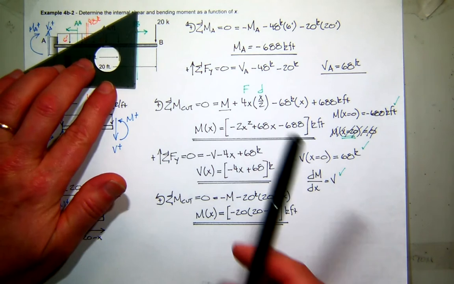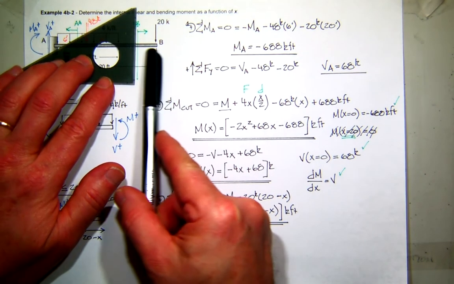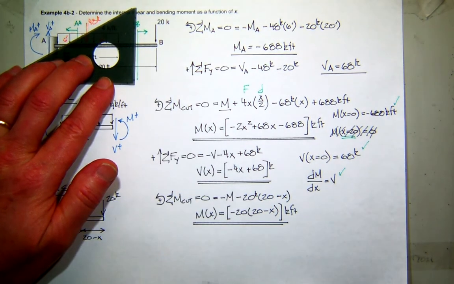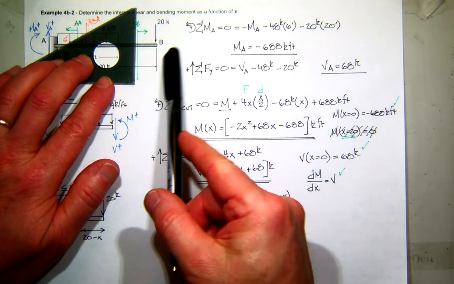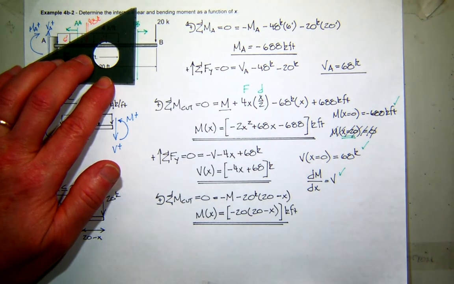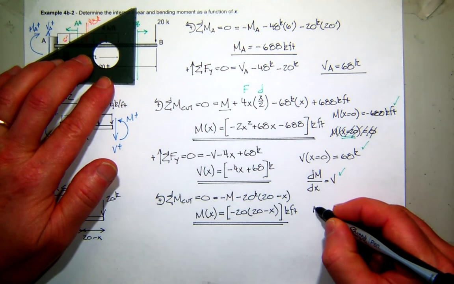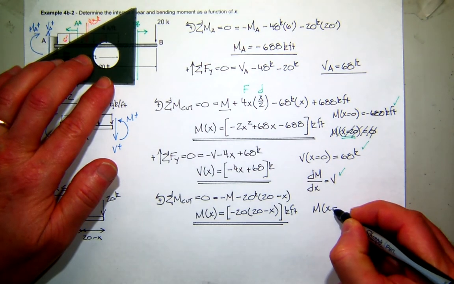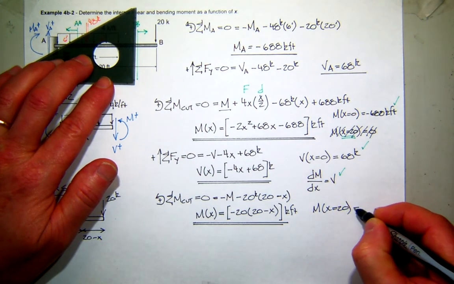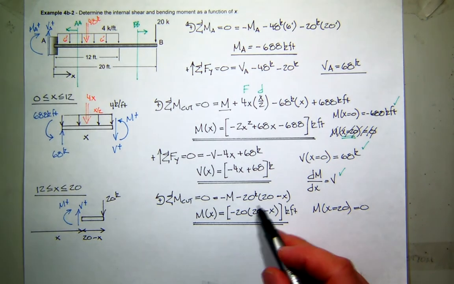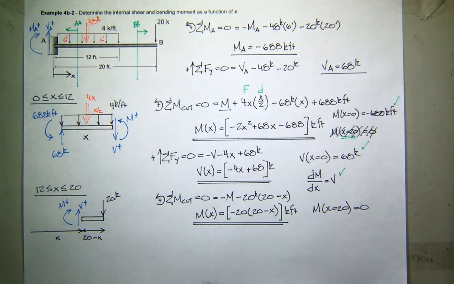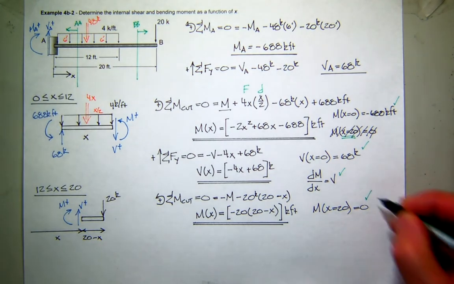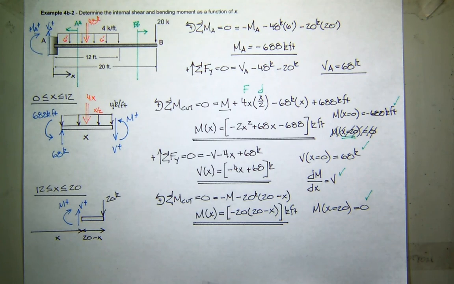Now looking at this part of the structure, the right-hand side, do I know the moment anywhere in that structure? Think about the one we messed up the first time. I do know the moment. What's the moment at the free end? 0. So that means the moment at x equal 20 should be 0. And if you put in x equal 20, what do you get? You get 0. That's cool.